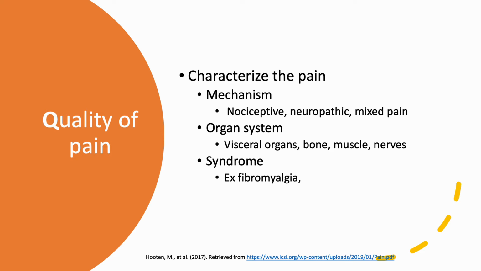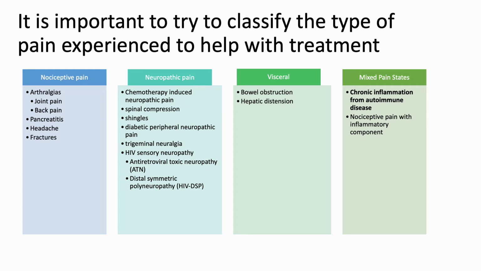Does it involve the organs, the bones, the muscles, or nerves? Is it a syndrome like we see in fibromyalgia, which can cause diffuse pain in multiple parts of the body, hard to actually pinpoint, nothing really will show on x-rays. And so it's important to try to classify the type of pain to help with treatment. So like we've talked about before, you've got your arthralgias, your joint, back pain, pancreatitis, headache, fractures, which are a type of nociceptive pain.